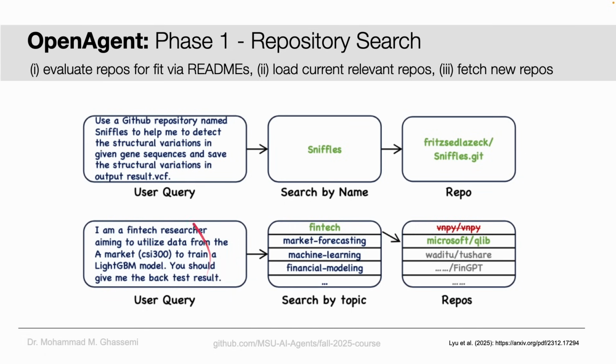There's a second example here that's given in the context of fintech, in which case a specific name of a repo was not given. They rather described sort of a domain or topic that they were interested in. And so a search was done by topic. And there was a reasoning step over the set of options here to determine which repo would be most relevant, in this case QLib, to solving the user's query here.